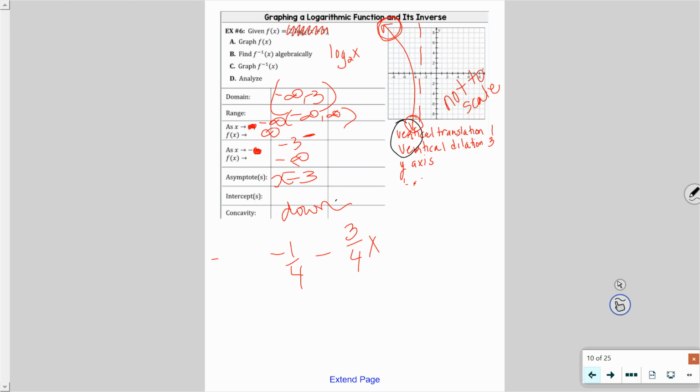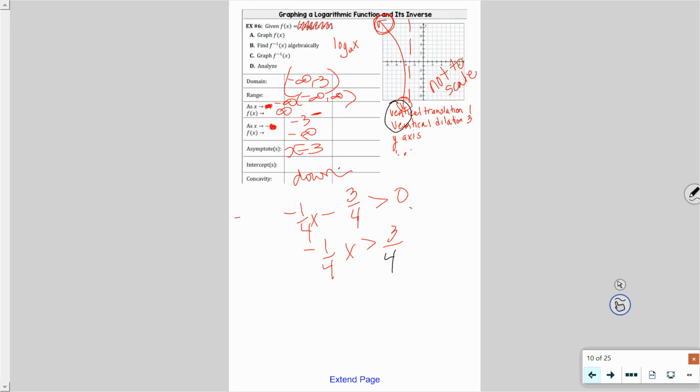So instead of just putting it at 0, because that doesn't give you a direction, right? Instead of just putting it when it's 0, because that doesn't tell you to go to the left or the right, the argument needs to be greater than 0. So don't just worry about where it's 0, but where it's greater than 0. So if I add 3/4 to both sides, and then I'll just multiply by -4, when I multiply by -4, I have to make sure I'm flipping the sign, right? So that's how you could get the domain algebraically.